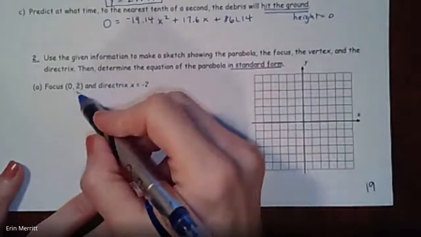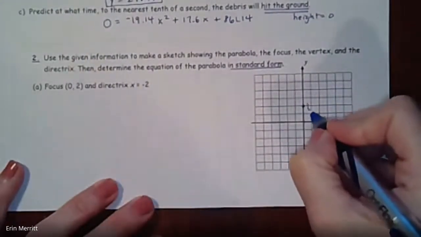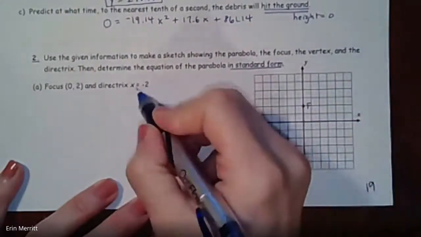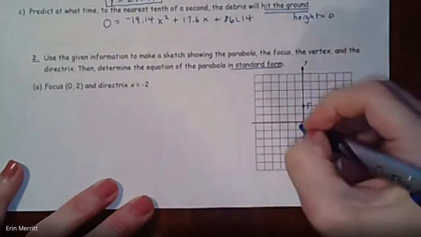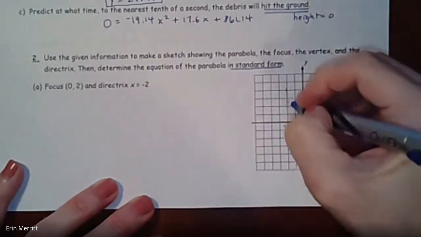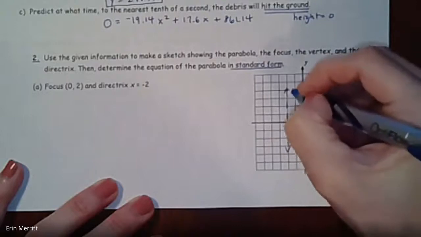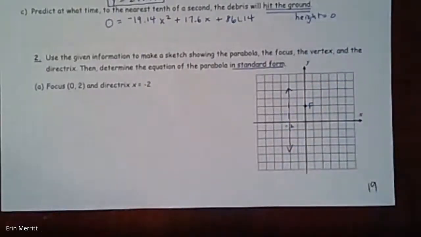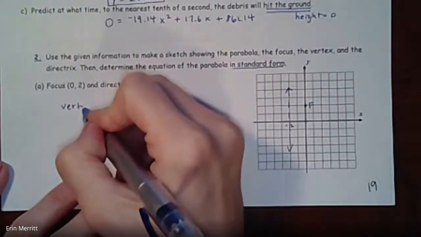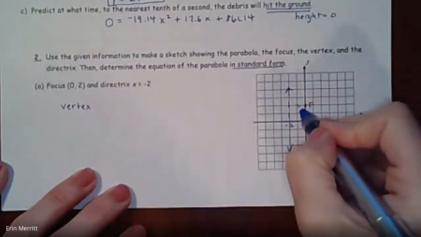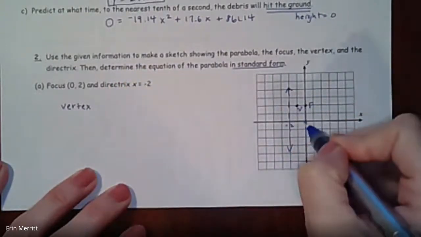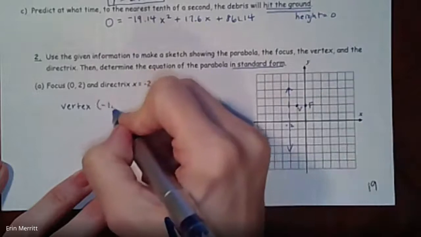So we have our focus at (0, 2). So 0, 2, there's our focus. The directrix is at x equals negative 2. So negative 2 on your x-axis, it's that vertical line right there. That means my vertex, halfway between, has to be right here. And so that's at negative 1, 2.